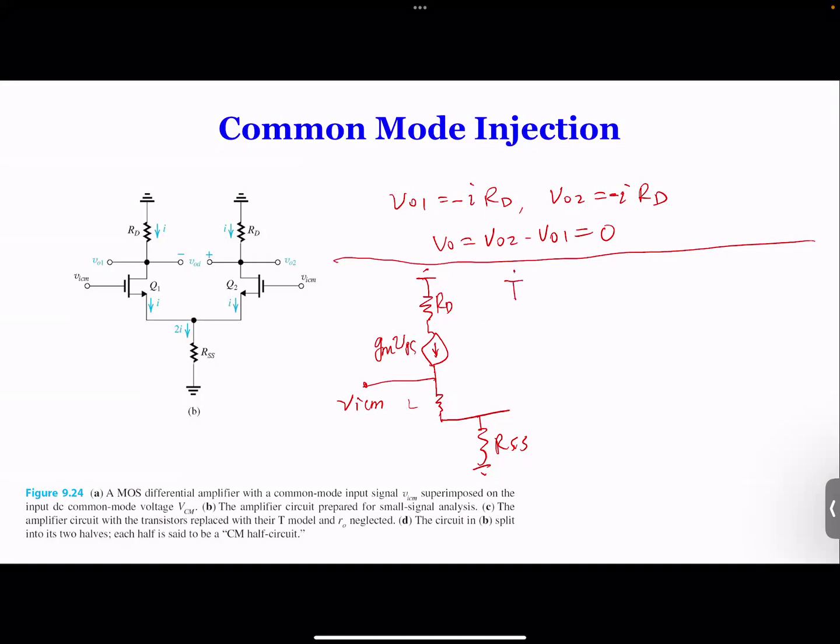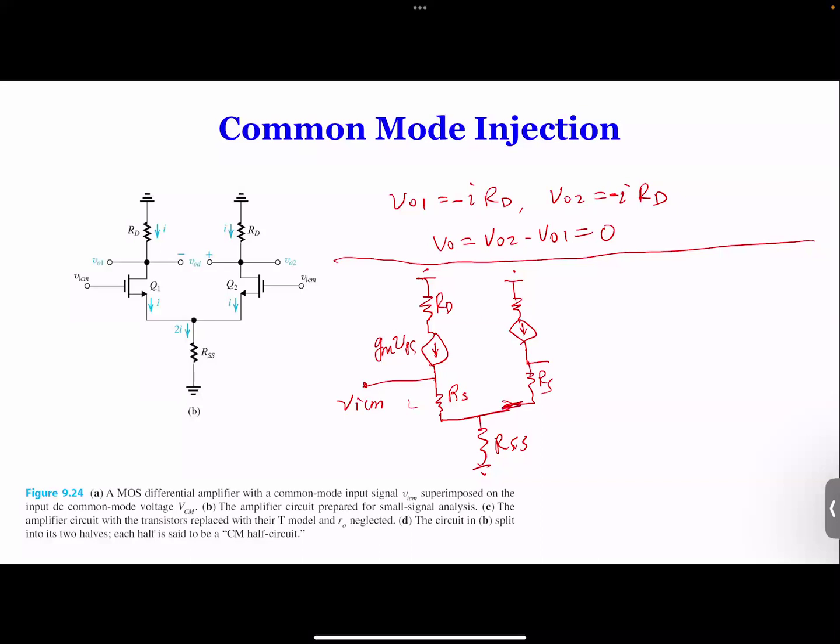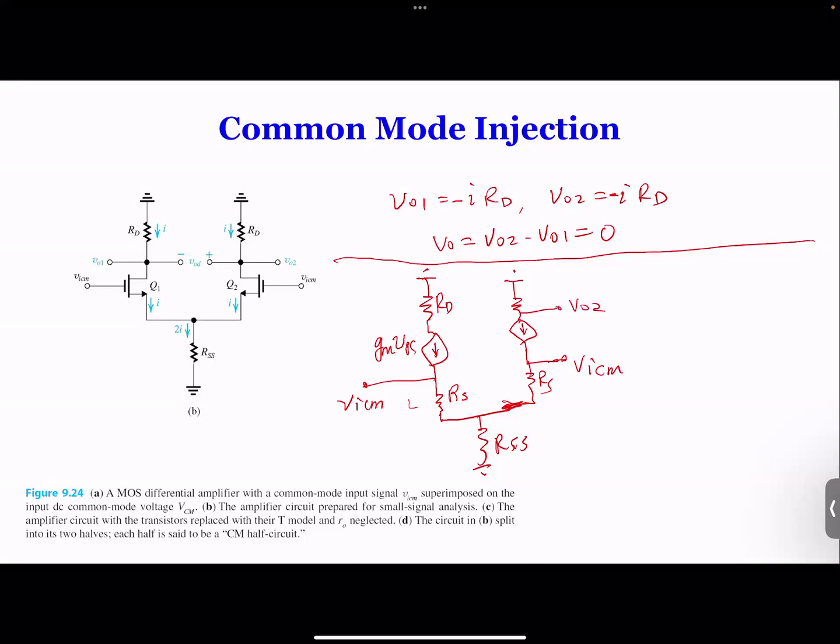So we can draw the other one. This is your RD, this is your RS. This RS is an equivalent resistance. Okay, and then we have output VO2 here, and we have VO1 here. So that's an identical circuit. So this is GM2 times VGS2, and this is GM1 times VGS1. Okay, so we have that.